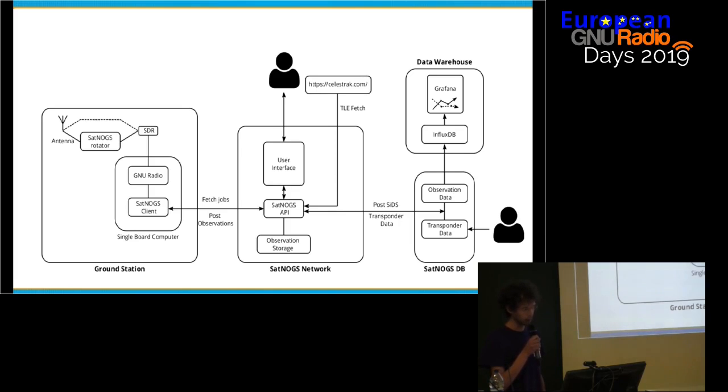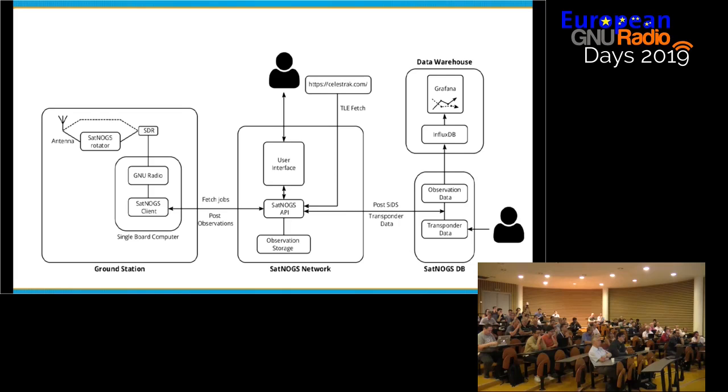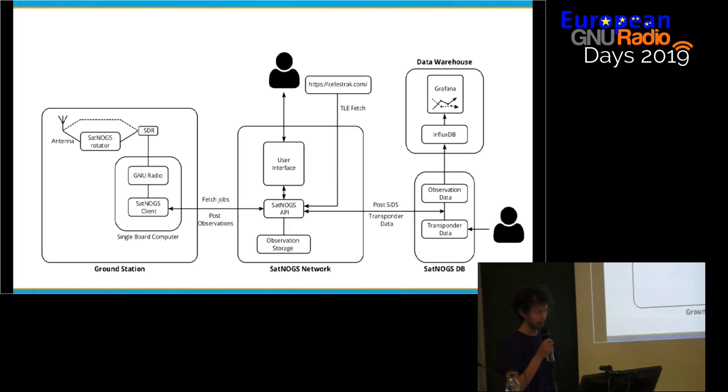Then there is the ground station itself, which is made with a small single board computer, like a Raspberry Pi, and of course an SDR receiver and an antenna, and sometimes two or more different antennas to be able to receive in different bands. On the small single board computer, there is GNU Radio that does the data processing.